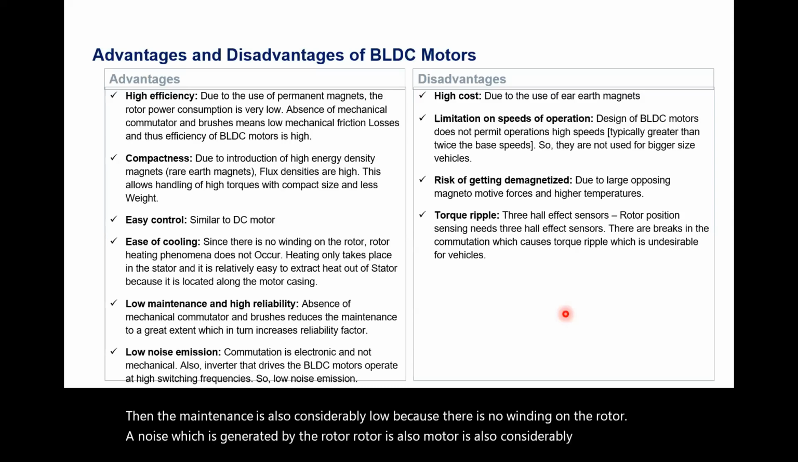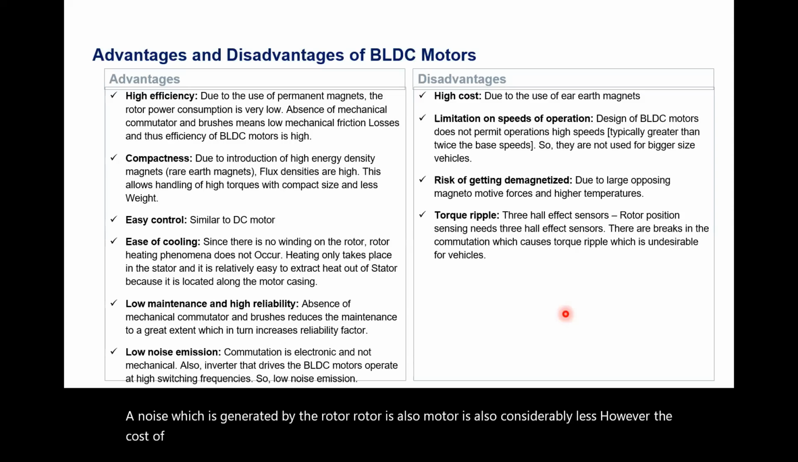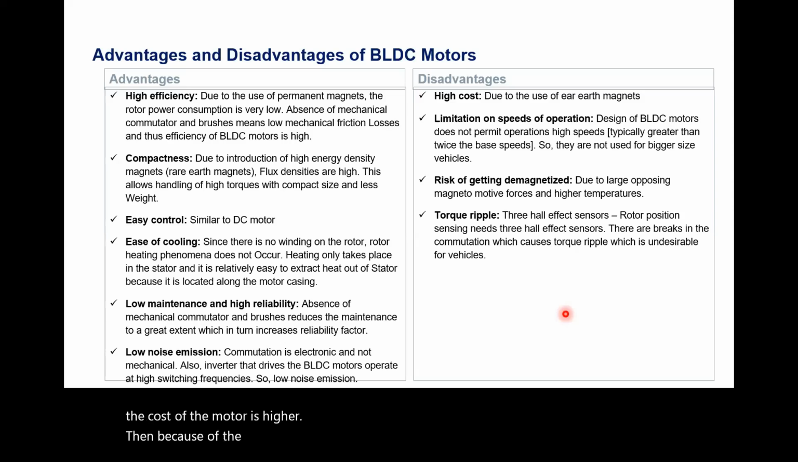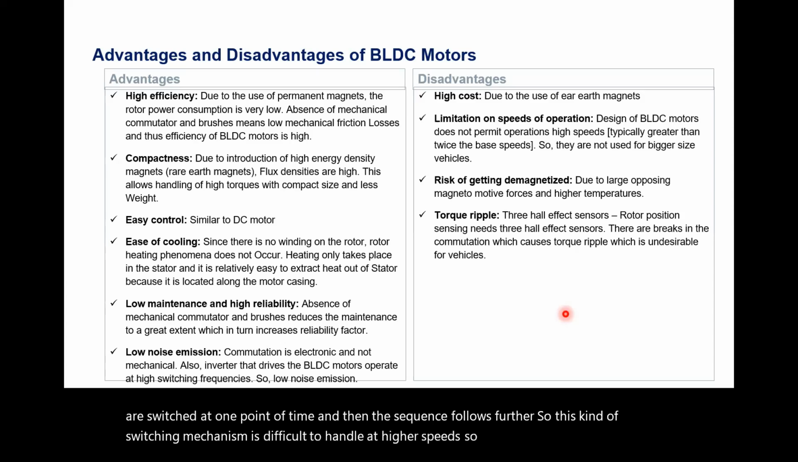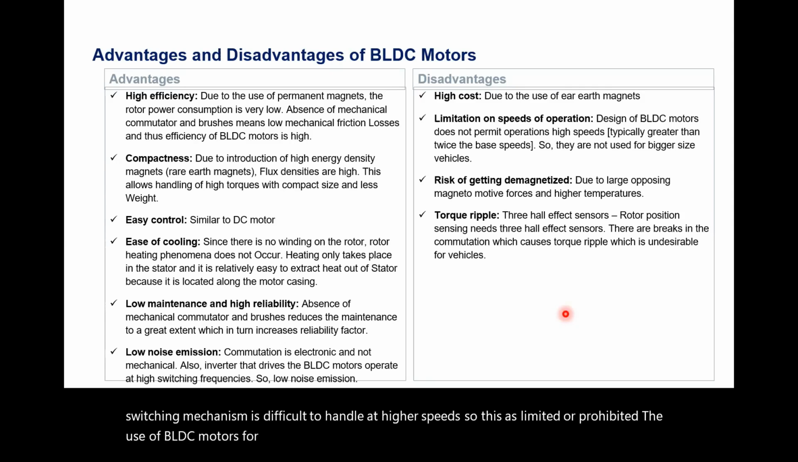However, the cost of the motor is higher. Then because of the design, as we have seen in the previous slides, two windings are switched at one point of time, and then the sequence follows further. So this kind of switching mechanism is difficult to handle at higher speeds. So this has limited or prohibited the use of BLDC motors for bigger applications or higher speed applications, for higher vehicles.